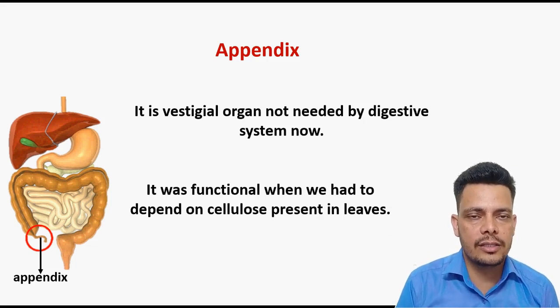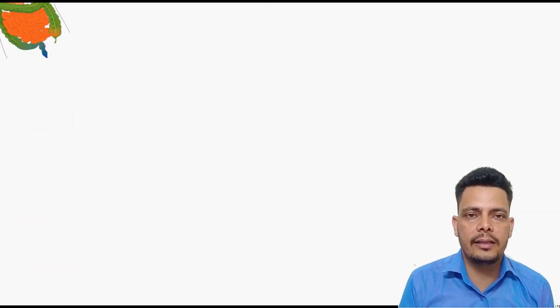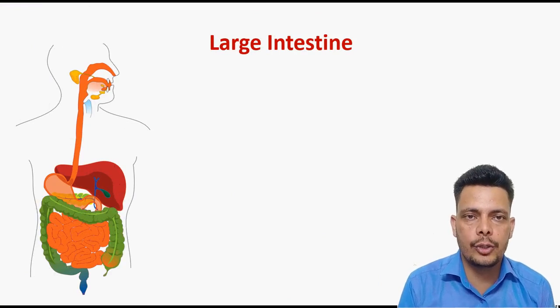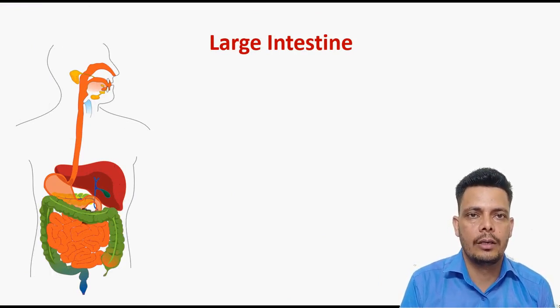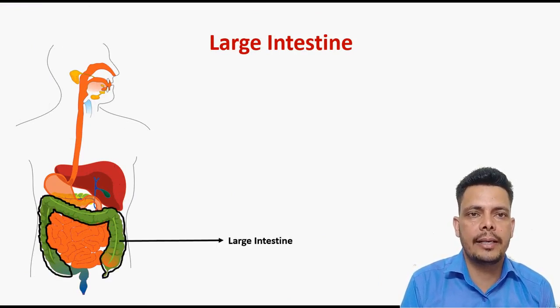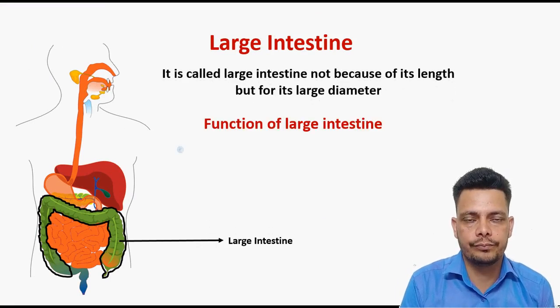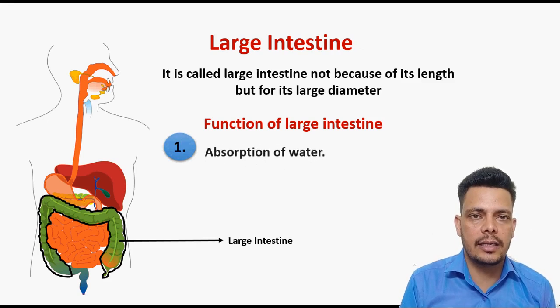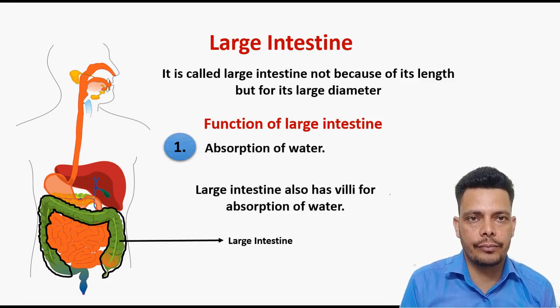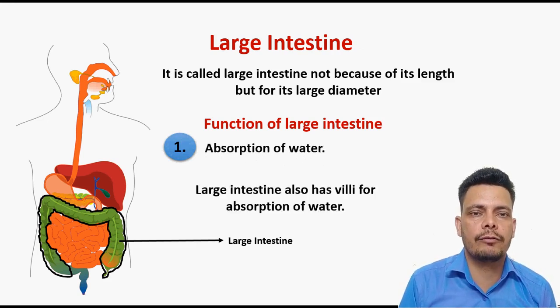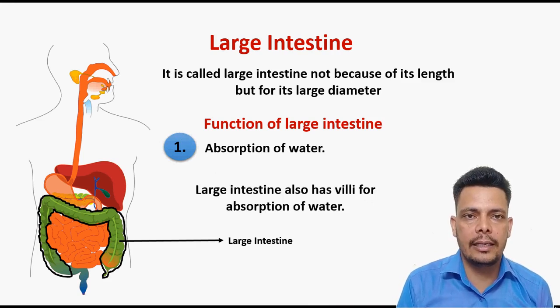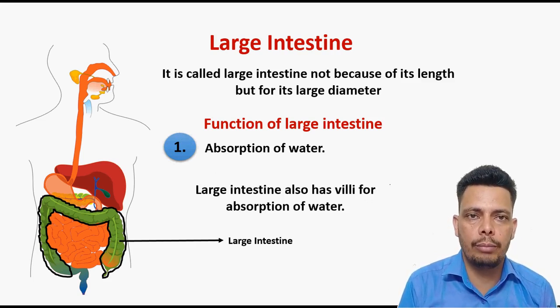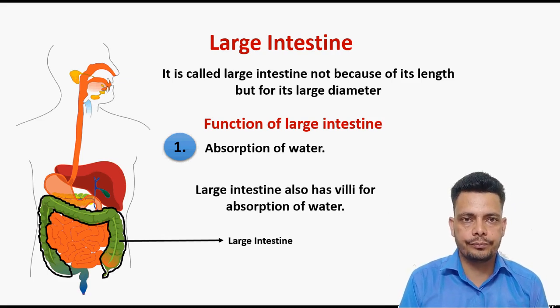So now what is the large intestine? Although its length is short, it is called large because the diameter is large. So now digestion doesn't happen here. Here there is only absorption of water. This large intestine also has villi. These villi now take the water from the digested food, and that water goes into the blood. So there is absorption of water in the large intestine.